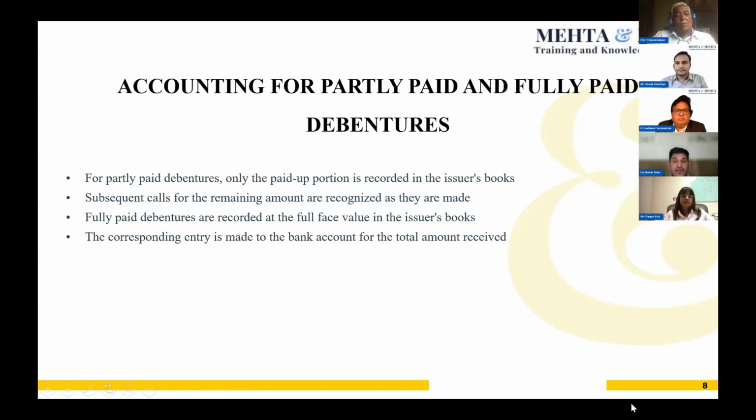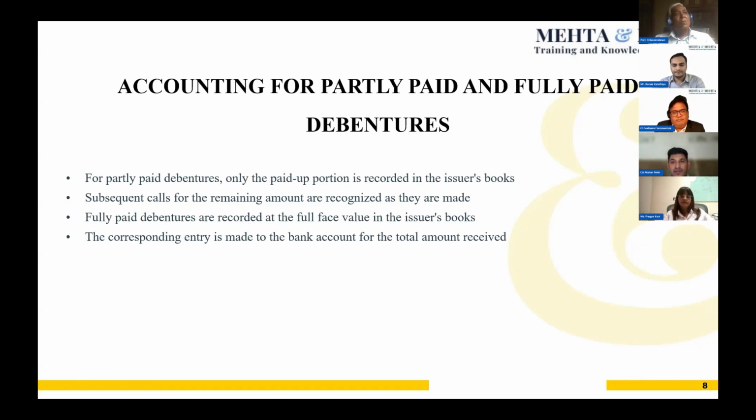And when the company issues a fully paid up debenture, the full amount is recorded, and if it is issued at a premium, the premium will be recorded in the securities premium account, and only the face value will be recorded under the long term liability in the balance sheet, and the corresponding entry will be in the bank. So it is the same as equity.